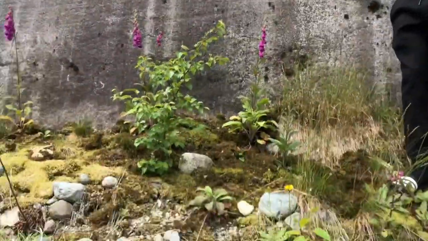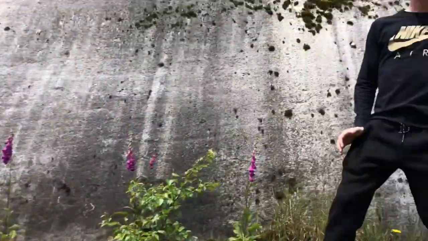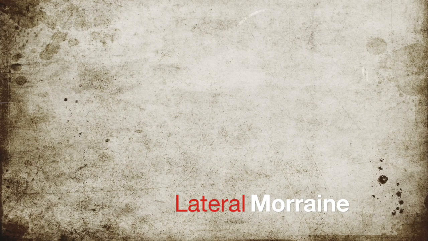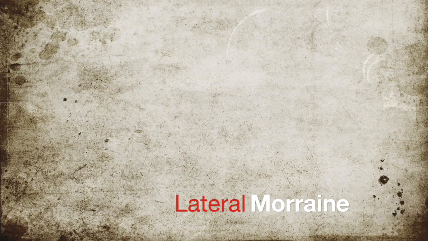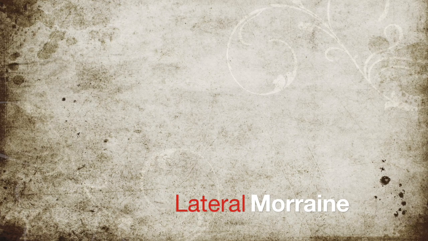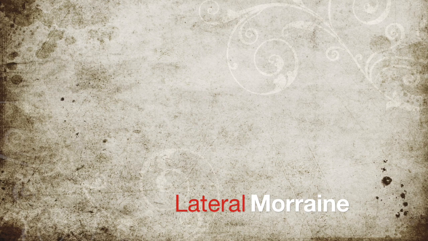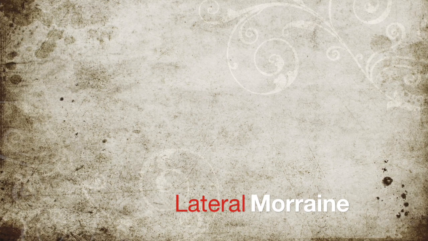And all around us here at my feet and down by the camera is lateral moraine. Lateral moraines are parallel ridges of debris deposited along the sides of a glacier. The debris can be deposited on top of the glacier by frost shattering of the valley walls or from tributary streams flowing into the valley.